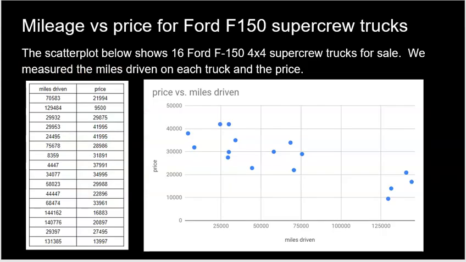All right, so let's look at a solid example here. In this example, what we looked at are 16 Ford F-150 4x4 Super Crew trucks that are for sale. For every truck, we looked at how many miles were on that truck, how many miles that truck has driven, and then we looked at the price that truck was selling for. So we have 16 values here, and I already went ahead and made a scatter plot for you. So, is a linear model appropriate? Well, I don't see a giant curve.